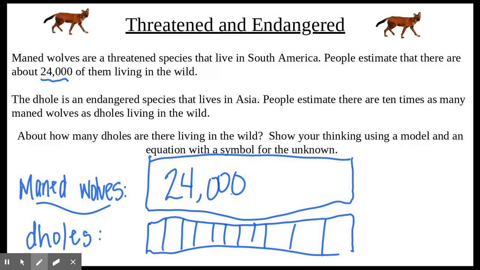So that means that 10 times as many, that means that one of these squares is going to equal how many dholes there are living in the wild. Now, another way that you could solve this is you could think about what times 10 gives me 24,000. So I'm going to draw my equation, and I'm going to use a question mark for my unknown. And so you're going to try to figure out how many dholes there are living in the wild.